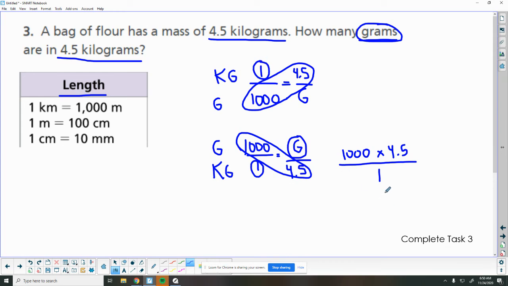Hey, so use that information to complete task 3 and then come back when you are ready to do task 4.